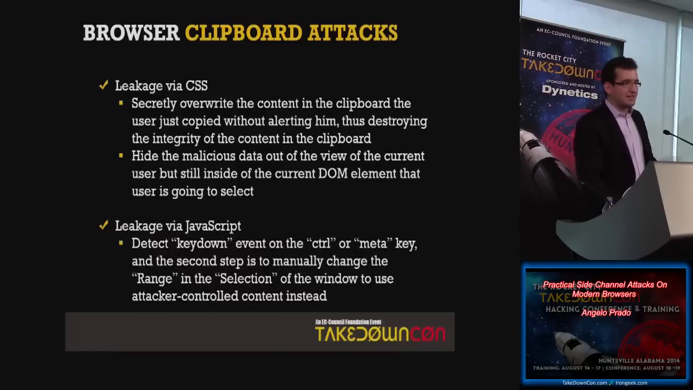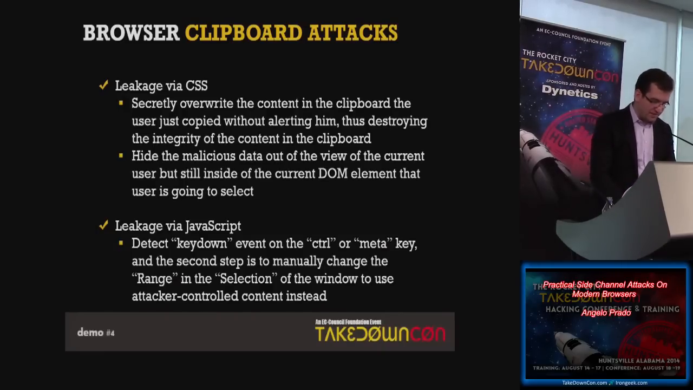And the other one is JavaScript, where you basically intercept when the user hits the key down, and you manually change the selection of the user, and then you wait until he copies it, and then you restore the selection. So via JavaScript and CSS, you can modify what the user is copying. So when he thinks he's copying something, he's copying something else. This is particularly interesting, and I'll show you a demo.